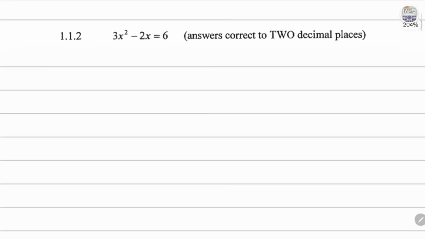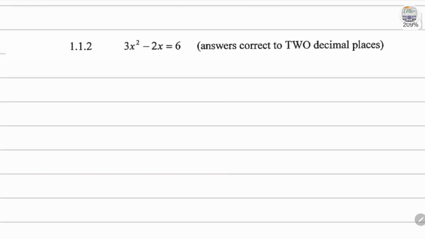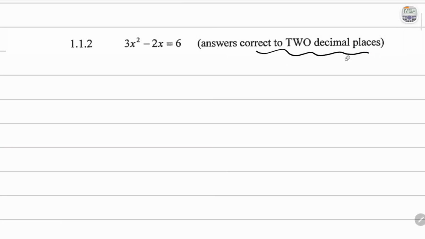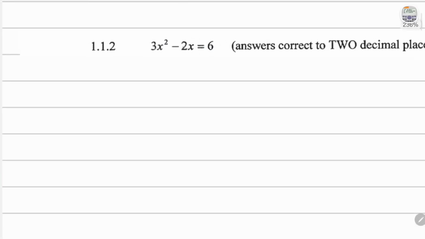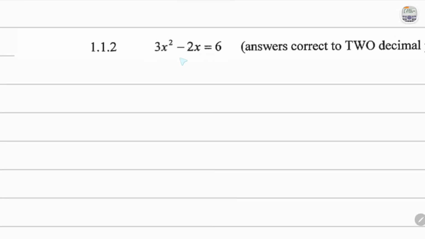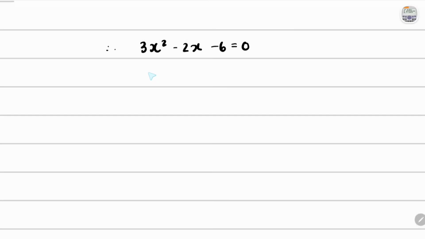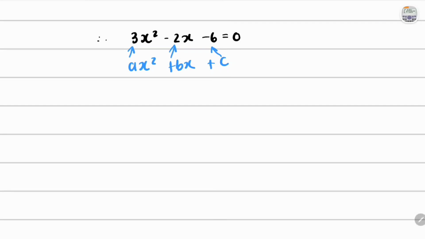Question 1.1.2, we have to solve for x in this quadratic equation, but correct to two decimal places. So our solutions are going to be irrational, meaning we need to use the quadratic formula on this. But as you can see, this is not in its standard form because one side is not equal to 0, so the 6 needs to come over. So we will have 3x squared minus 2x minus 6 is equal to 0. Looking at this, the general form of the quadratic equation is ax squared plus bx plus c. So we'll need the quadratic formula to solve for this.